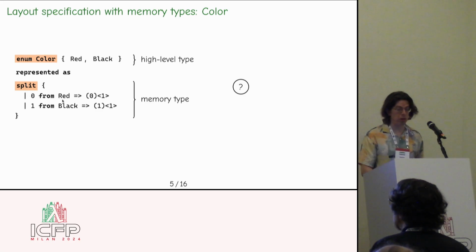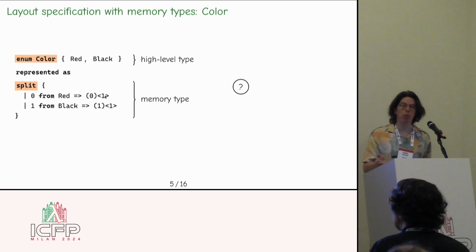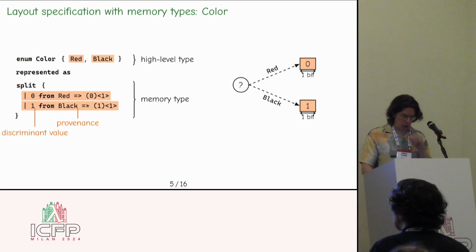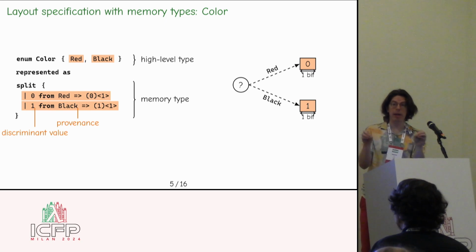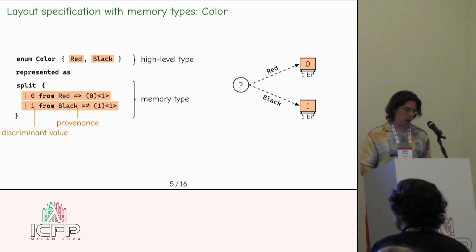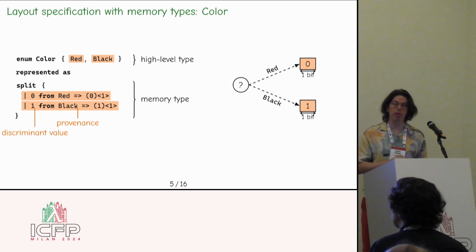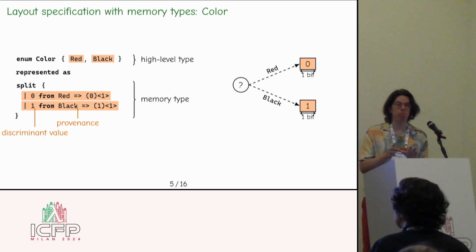And if it's a 0, we say it comes from the red constructor, and we sort of repeat the fact that it's 0 on 1 bit. And if it comes from 1, it is 1 on 1 bit. So here we have various pieces. We have a discriminant value on the split that say how we are going to differentiate the various cases of the representation. And we have what we call a provenance that says, okay, this particular representation is there because of this constructor. So here I am in this case because this was a red value.